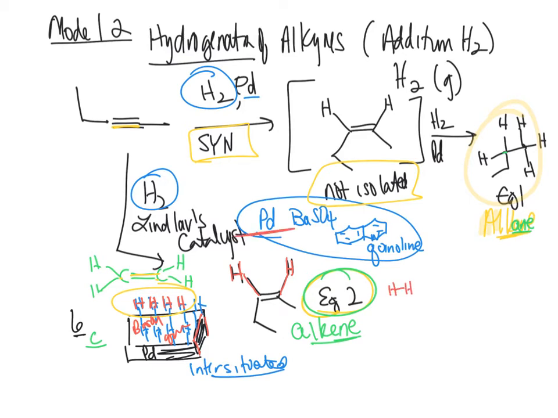So you still need hydrogen gas, and you still need palladium, but the difference is you slow the reactivity of the deliverance of the hydrogen by using barium sulfate and quinoline. It still delivers hydrogen from the syn, so you see you're going to get a cis alkene. That's going to be important. Okay, explain why Lindlar's catalyst is referred to as a poison catalyst. So hopefully you can do that.